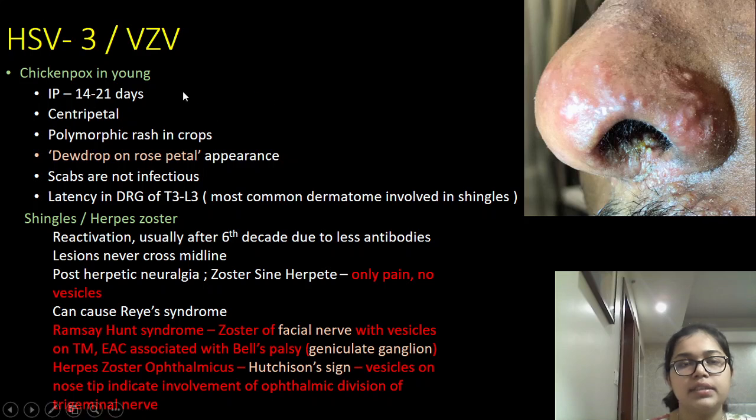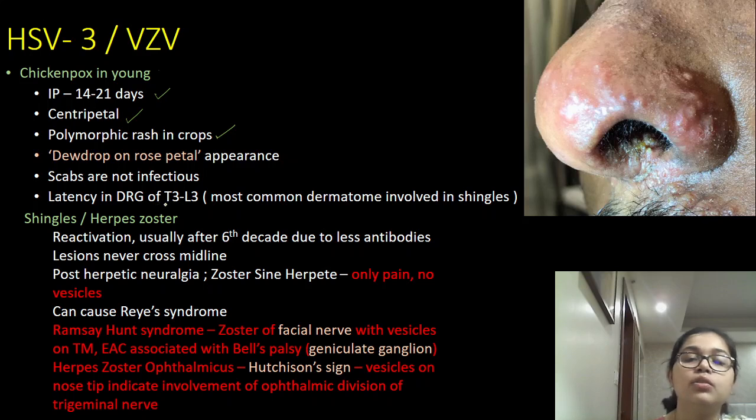Varicella zoster virus produces chickenpox in the young. Incubation period is 14 days. It is a centripetal type of rash with polymorphic rash in crops, with a dewdrop on rose petal appearance because of the erythematous base with the vesicle on top. The scabs are not infectious, so once the lesion scabs over, it's not infectious anymore.